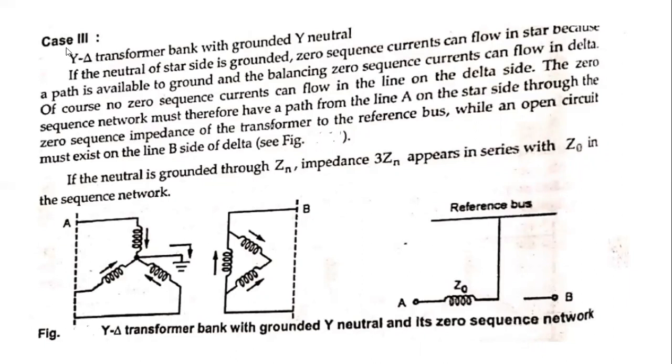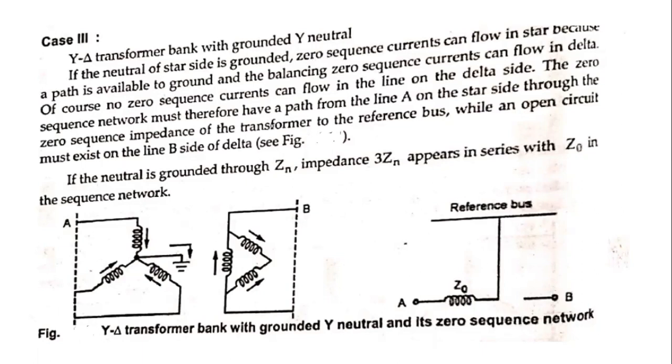Next, consider case 3. What is case 3? A star-delta transformer with the star neutral grounded. We are connecting star-delta. We observe that this is the star connection and this is the delta connection. The primary winding is connected in star and the secondary in delta.